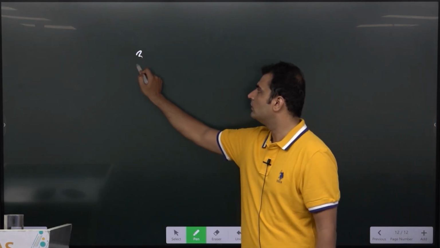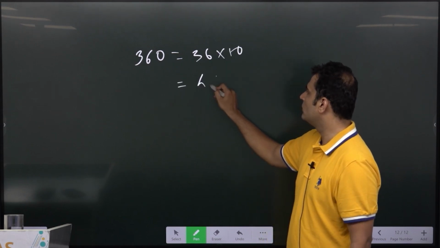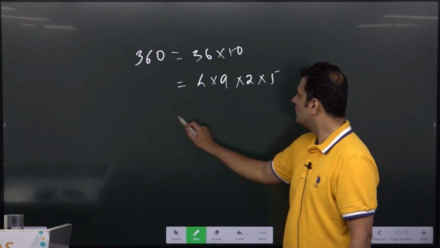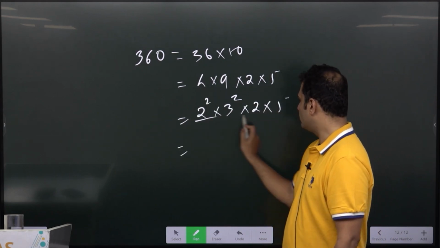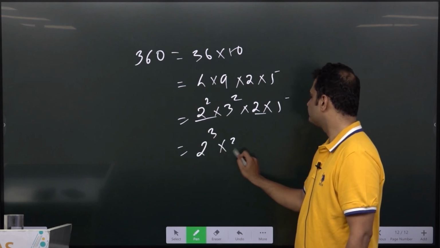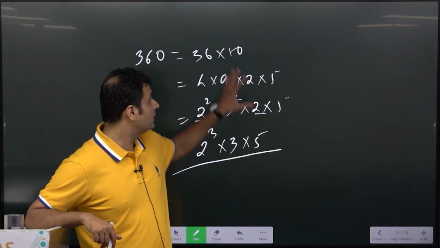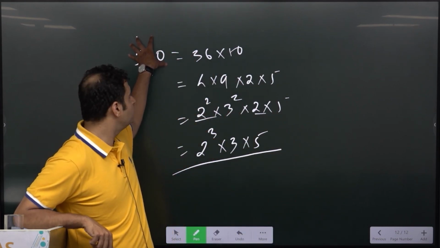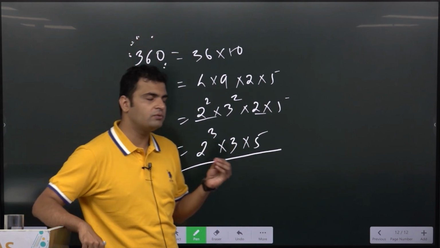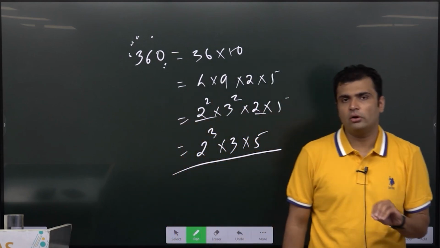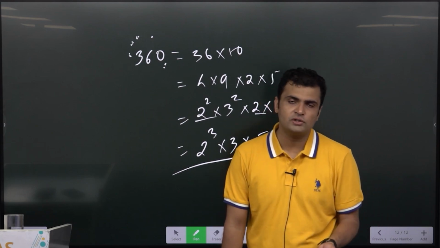Let us take one more example. 360 is equal to, I can write it as 36 into 10. Then 36 is 4 into 9, into 2 into 5. And this is 2 square into 3 square into 2 into 5, equal to, I'll combine these two. This is the prime factorization of 360. So basically we are writing down this bigger number as a product of prime numbers or their powers. And this can be done for all the natural numbers, that is, we can write all the natural numbers as product of prime numbers or their powers.